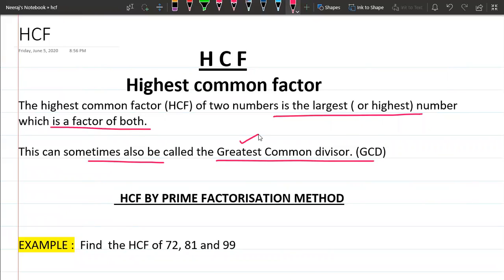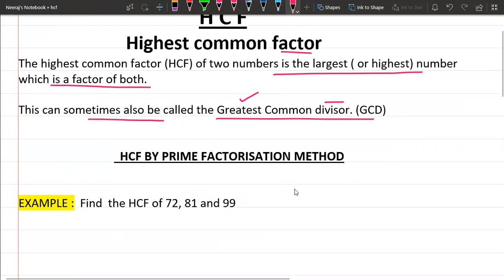Greatest is replaced by the word highest, and common is the same, and factor is here divisor, because factor means you have to divide that number so that it will leave the remainder 0 in all the cases. That's why it is exactly divisible, and then it will give you the highest common factor.